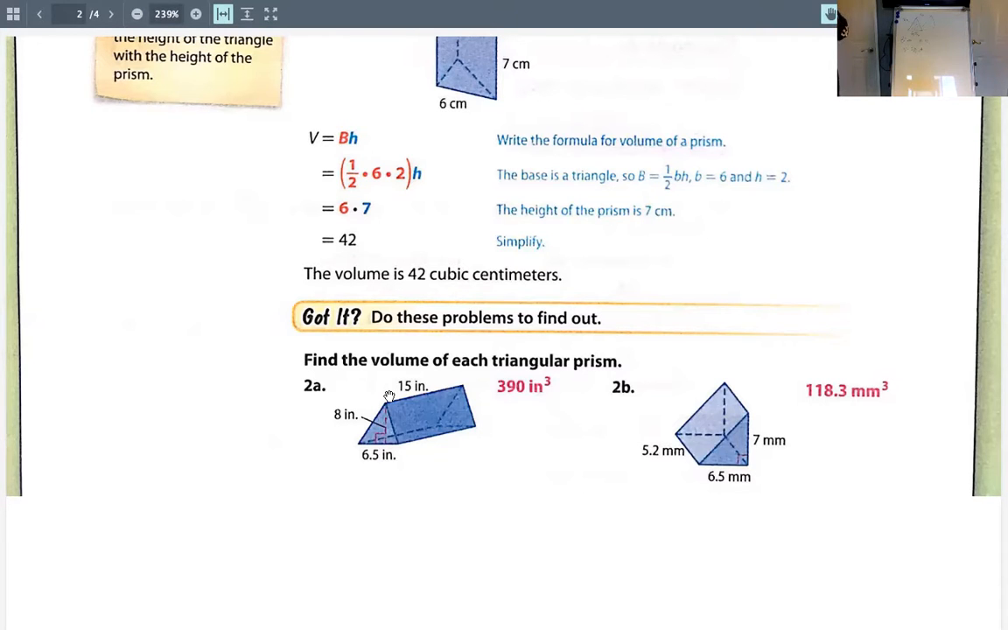Now what you're doing is you're thinking of it as a rectangular prism and cutting it in half. I understand that you're doing that. That's fine. It's not that you're wrong, but you're not learning what I'm trying to show you. I want you to learn that the two triangles are the bases. Find the area of the triangle, and that is the area of the base.